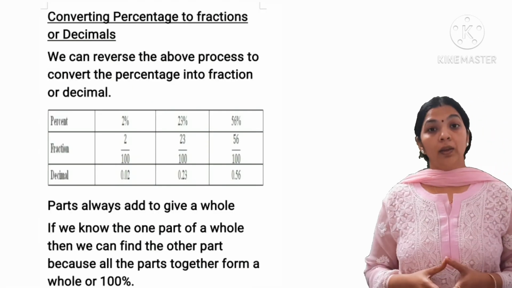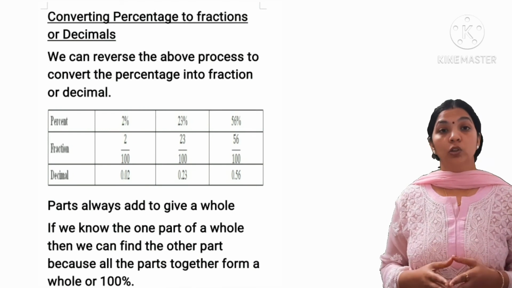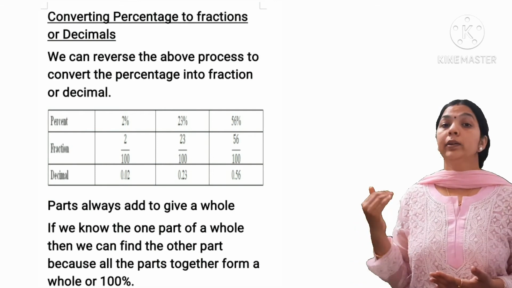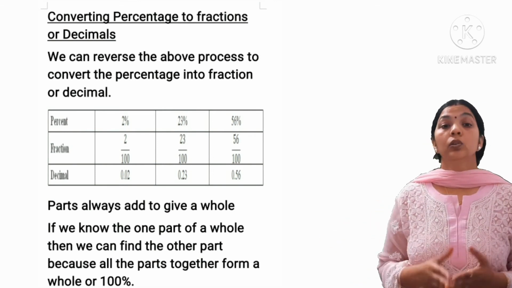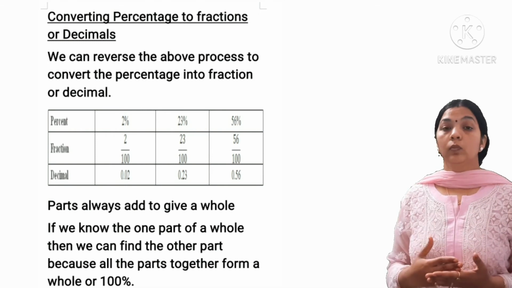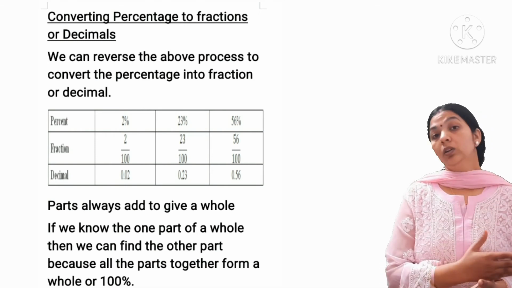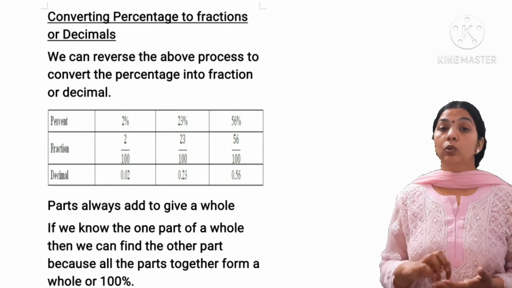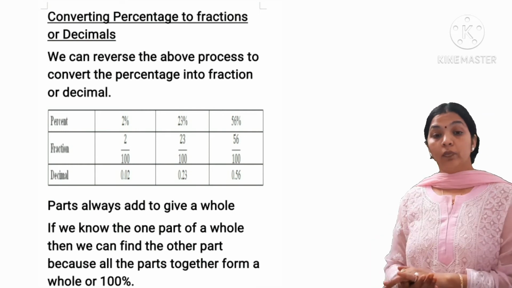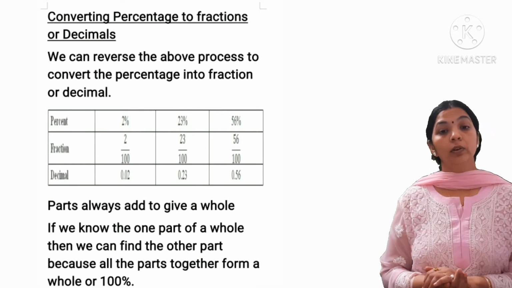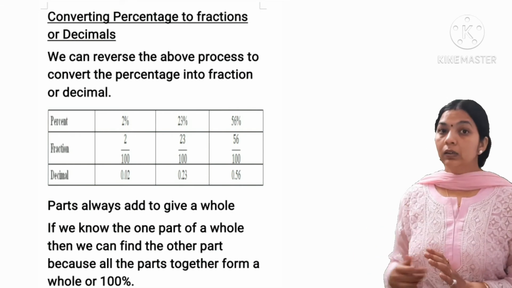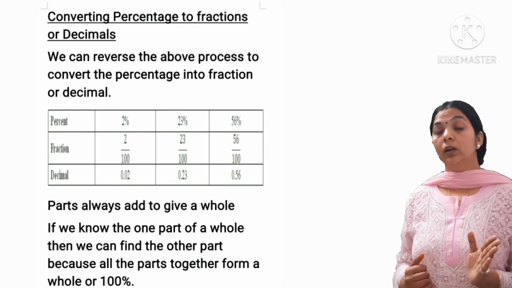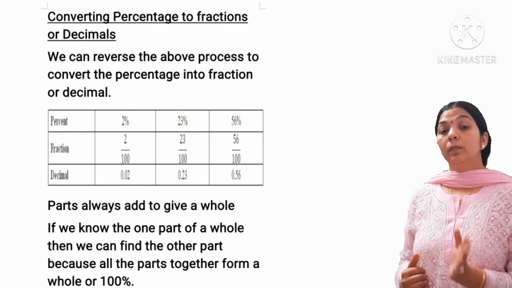Okay. The second topic is converting a percentage to a fraction or decimal. If the percentage is given to you and you have to convert it into a fraction or a decimal, how will we do it? To convert, we can reverse the above process. What we have done: to convert any fraction to a percentage, we multiplied that fraction by 100. So now to convert any percentage to a fraction, we will just reverse the process. We will simply divide by 100. To convert into a percentage, we multiply by 100, and to convert a percentage into a fraction, we divide by 100.